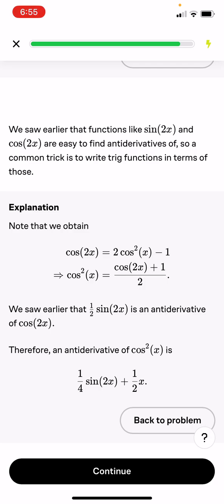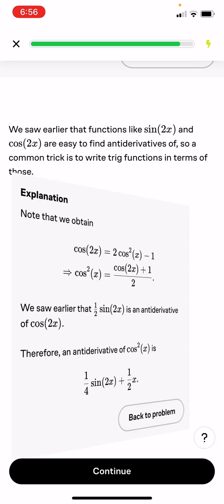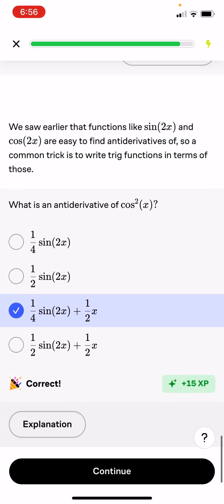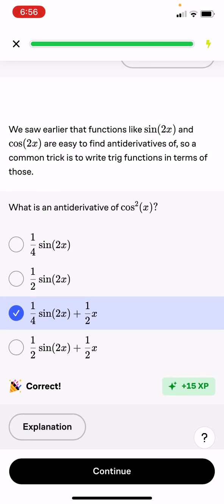Note that we obtain cosine 2x equals 2 cosine squared x minus 1, which gives cosine squared x equals cosine 2x plus 1, divided by 2. We saw earlier that 1 over 2 sine 2x is the antiderivative of cosine 2x. Therefore, our antiderivative of cosine squared is 1 over 4 sine 2x plus 1 over 2 x, plus a constant. And I guess that's it. Sorry, I was rushing through the end. But I don't know, I just did. And now we're finished.